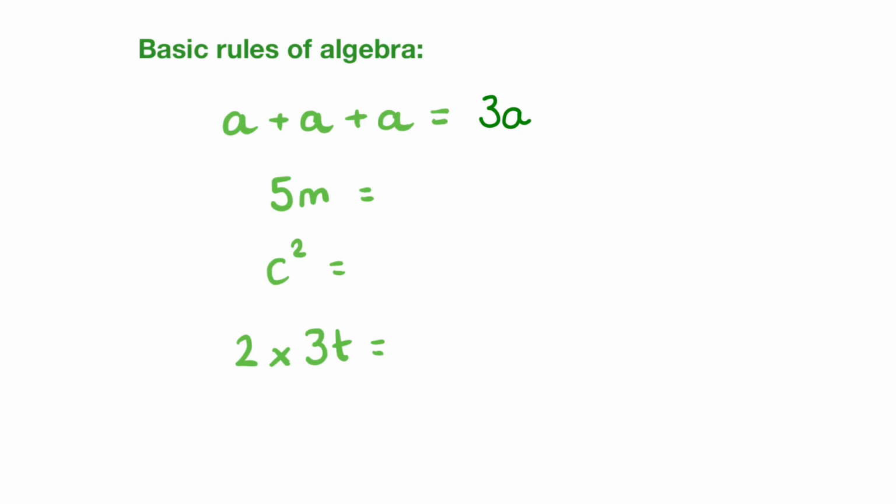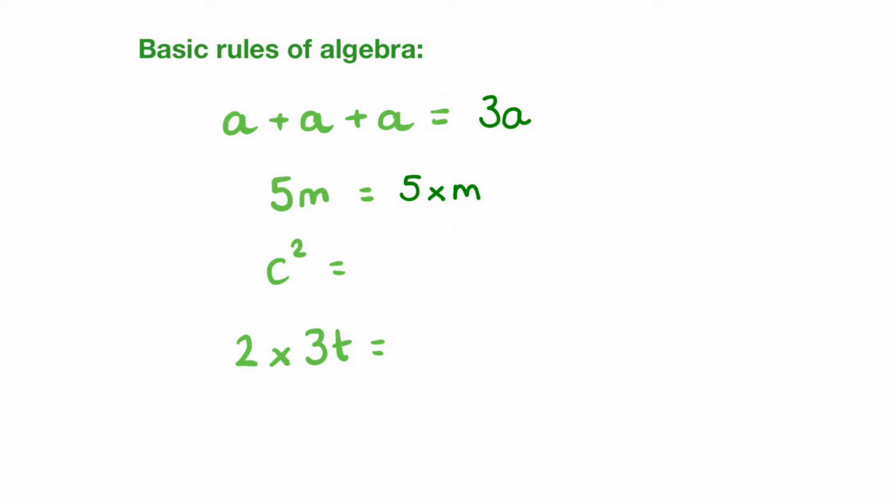Now, 5m. If you were buying 5 marker pens and you knew the cost of 1 marker pen, how would you find the cost of 5? You would multiply, wouldn't you? So 5m means 5 times m. Okay? If we want 5 marker pens, we don't say we want 5 times a marker pen. We say 5 marker pens, don't we? So 5m, if you see a number stuck to a letter like that, it means times.